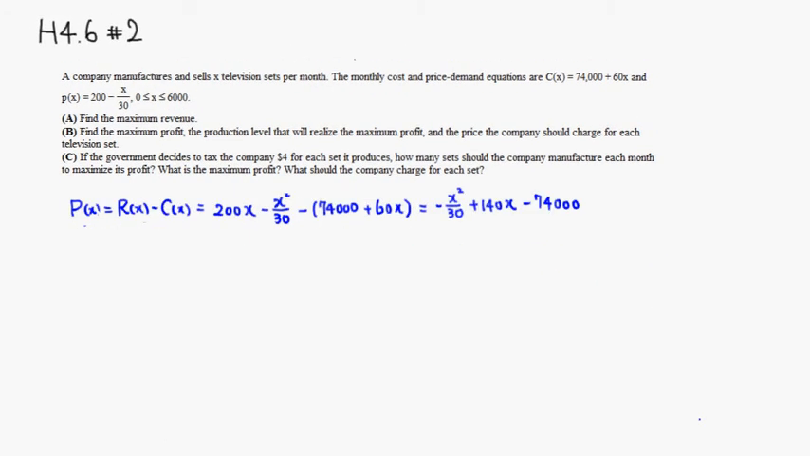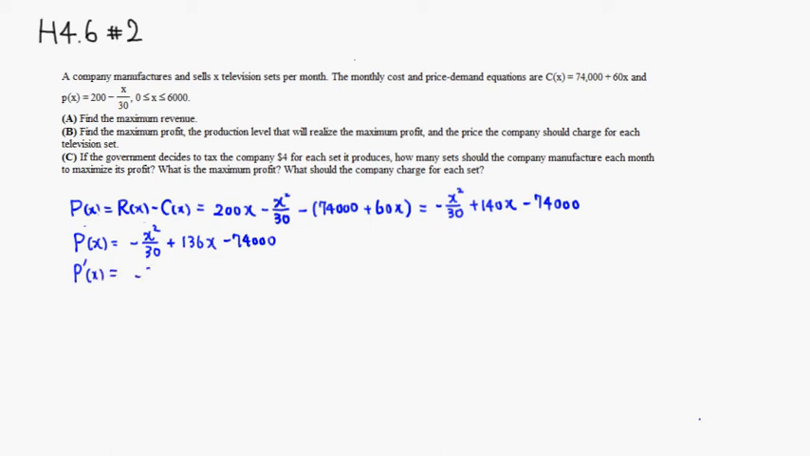So the new profit P, there's going to be a tax, so that's going to be a cost. $4 per set, so it's going to be 4 times x. So you have negative x squared over 30, that's the original one, plus 140x, but we have to subtract the 4x, so it's going to be 136x, and minus 74,000.